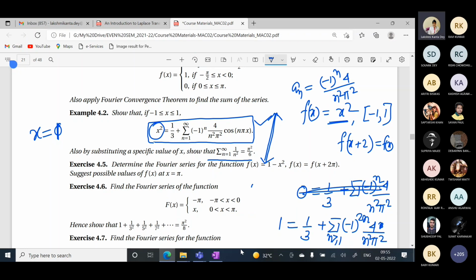I said initially that after today's class you would be in a position to give the proof, and it has been given. The proof was given by Ramanujan. Okay, so this much for today.